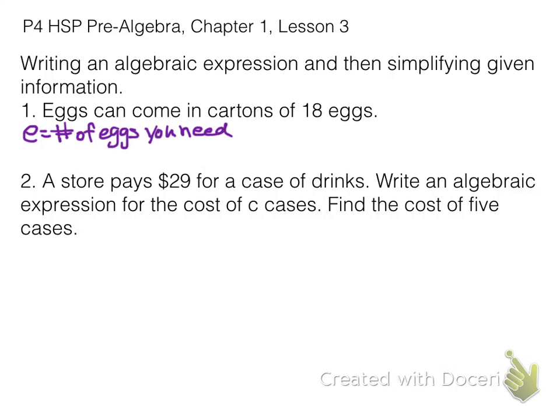All right, next problem. We need to write an algebraic expression and simplify given the information. So eggs can come in cartons of 18 eggs. Basically, we need to say how many eggs we need. Maybe you need eggs for a recipe. So we're going to make E the number of eggs you need. And we're going to divide that by 18, because if we divide the number of eggs we need by 18, it's going to tell us the number of cartons of eggs we need.